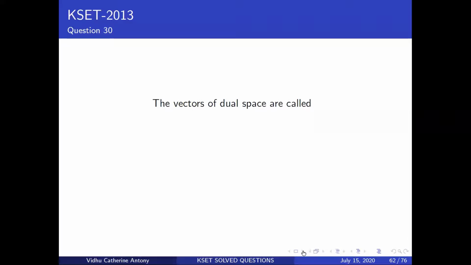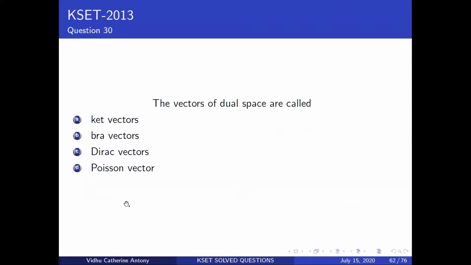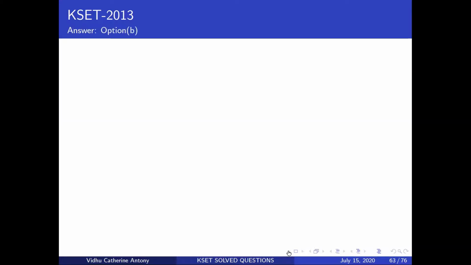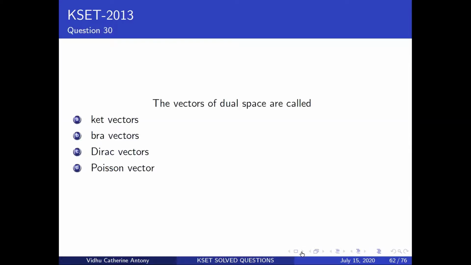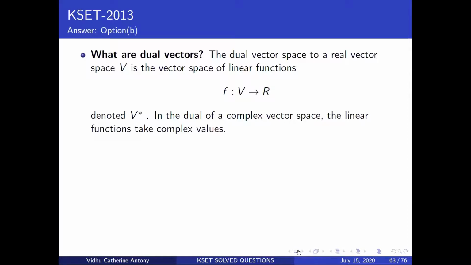Okay, so the vectors of dual spaces are called: ket vectors, bra vectors, Dirac vectors, and Poisson vectors. Okay, so there's nothing called a Poisson vector. I had to clarify this with a t-shirt of mine. There's nothing called a Poisson vector. I think there's Poisson algebra, but there's nothing like a Poisson vector. Okay, so what are dual vectors?